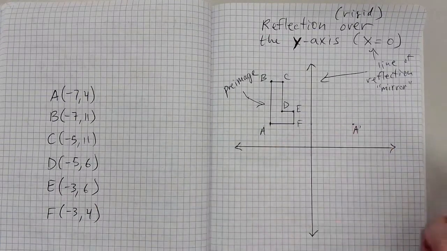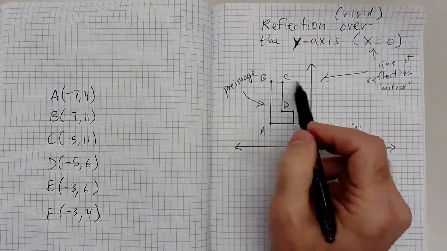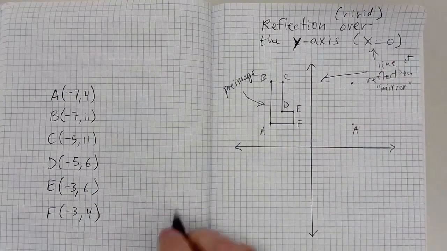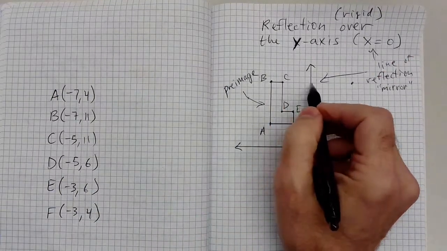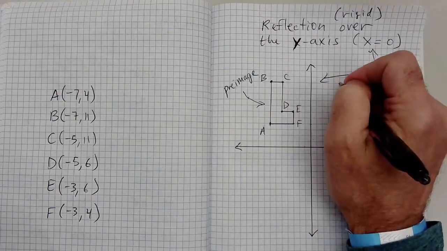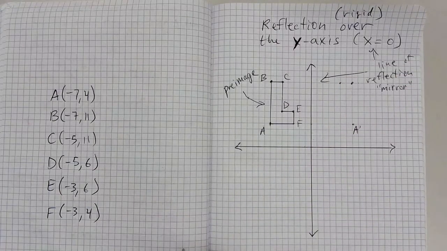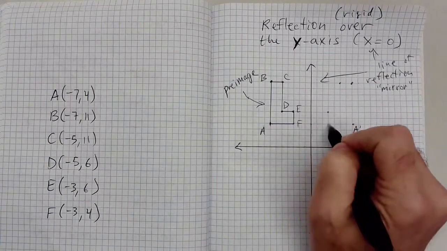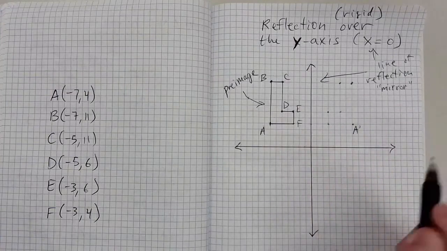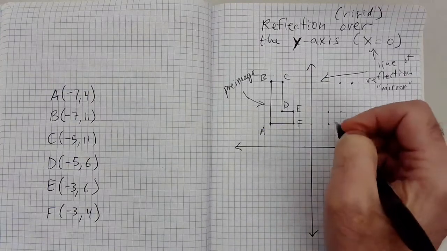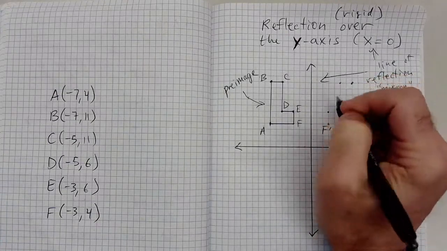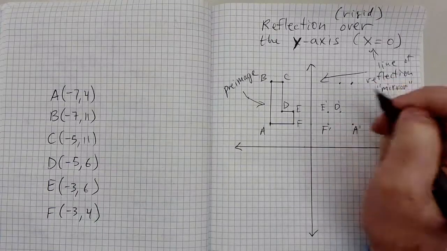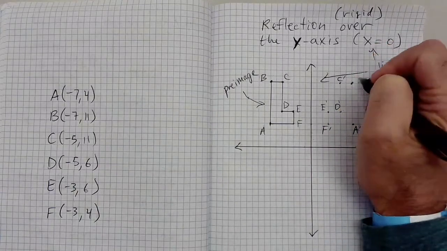Okay, so let's go ahead and do that with all of our points. If I take B, B is also 7 units, and therefore I go over 7 units. C is 5 units from the line of reflection, so I'm going to go 5 units on the right side. E is just 3 units, so I'm going to go 3 units. F is 3 units. D is 5 units. And I think that's all of my points, so let's label them. This would be F prime. This would be E prime. D prime, C prime, and B prime.